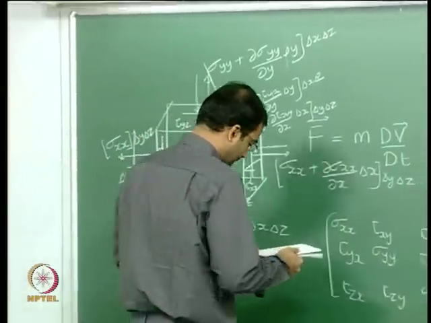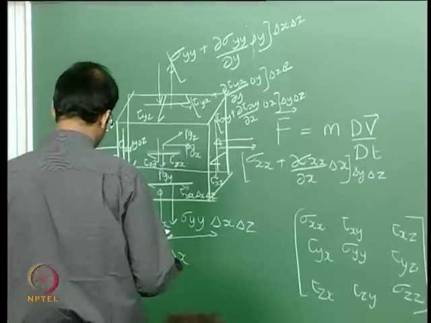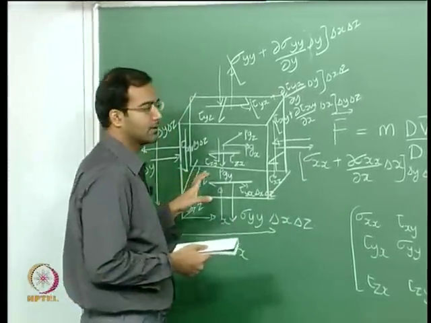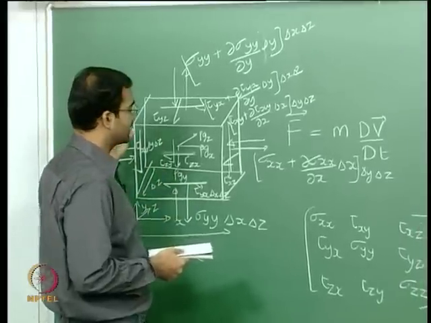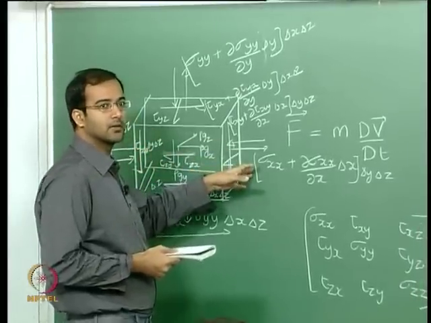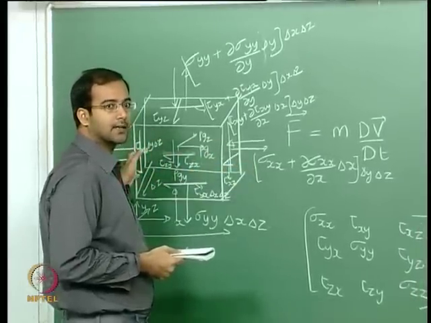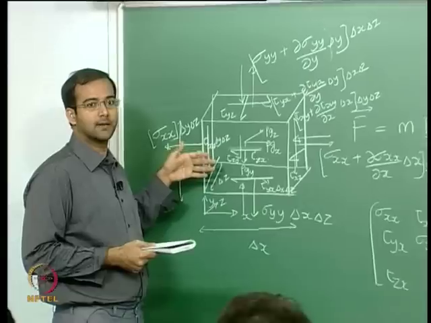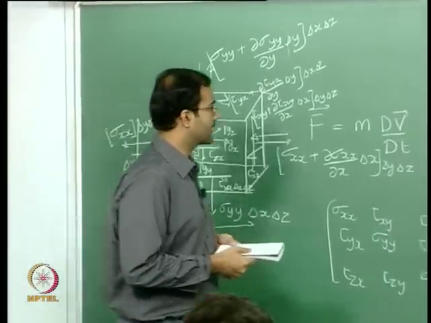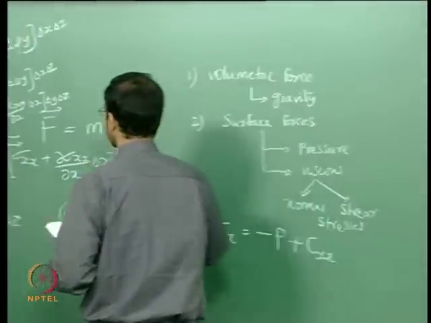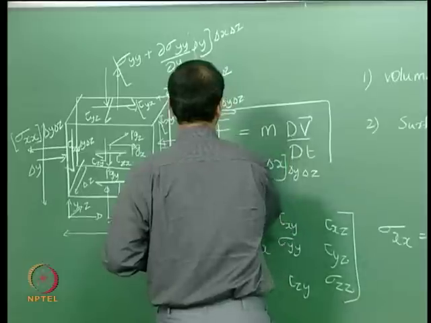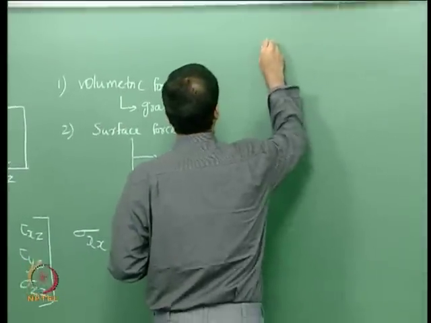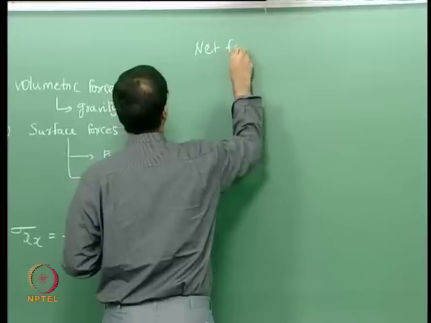So with this we will go ahead and calculate what is the net force acting on this control volume. Okay, so we know the force acting on each face, so we have to sum the forces which are acting along the positive x, y, z directions, which give the net forces in that particular direction. Okay, so we will calculate the net force, which gives you the left hand side part of this Newton's law. So let us calculate the net force in the x direction.